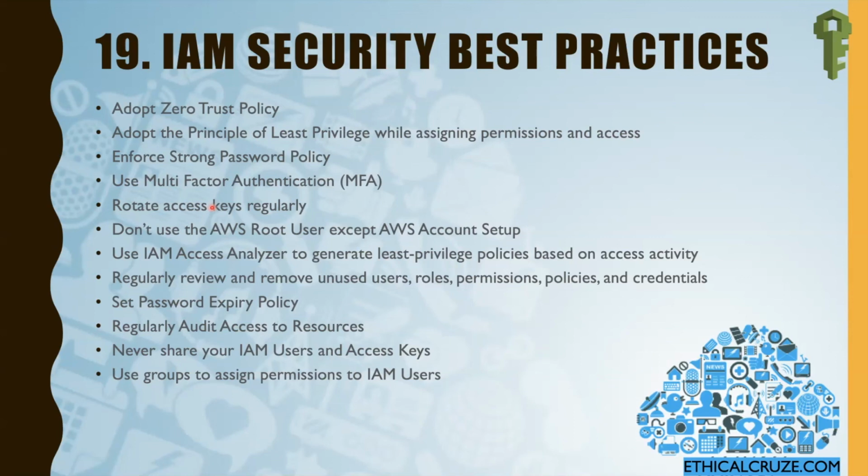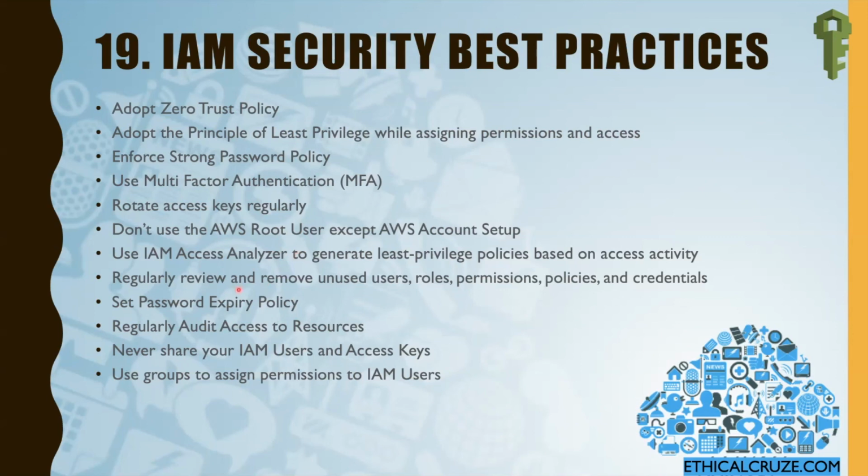Also keep in mind a very important one: don't use the AWS root user except for the AWS account setup. Make it a practice to create an IAM user and then use that IAM user with limited access. Also use the IAM access analyzer to generate least privilege policies based on your access activity. Whatever activity you are performing, the IAM access analyzer will analyze it and generate least privilege policies. And then you can assign that policy to your user.